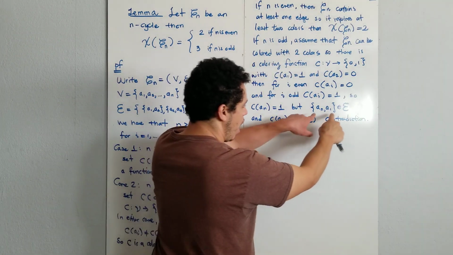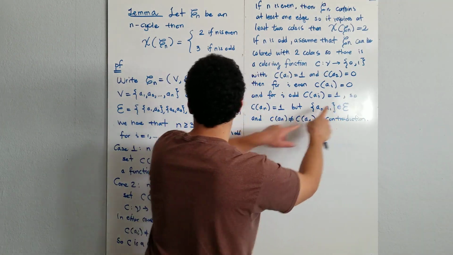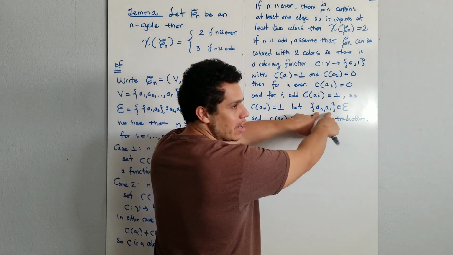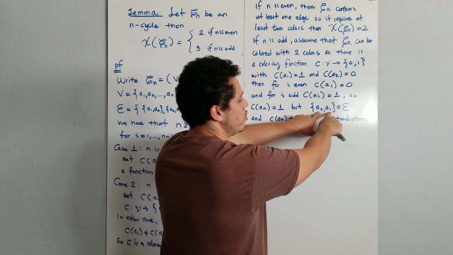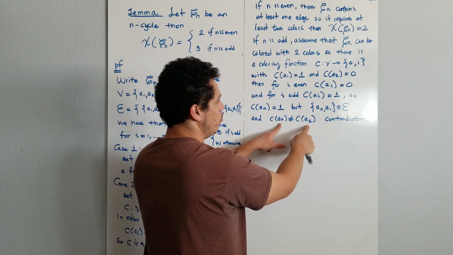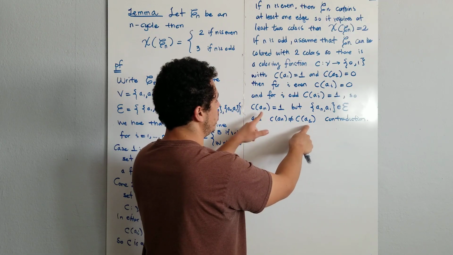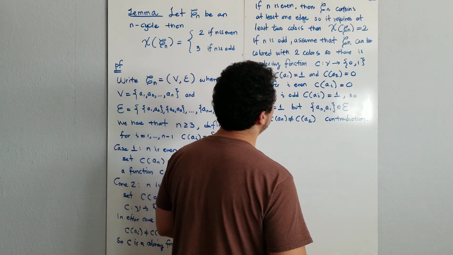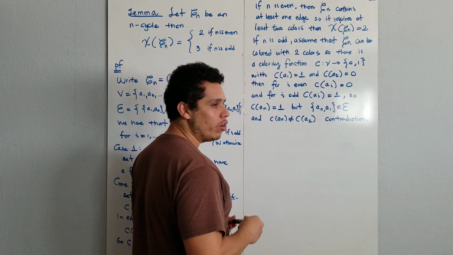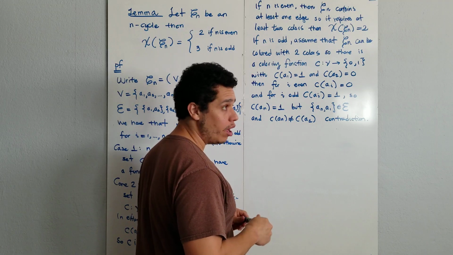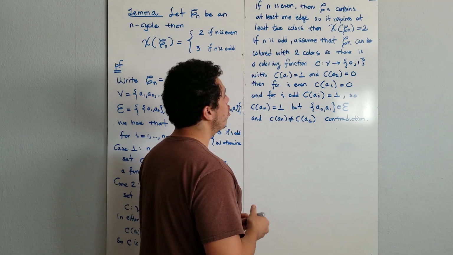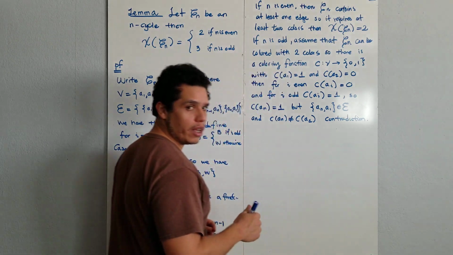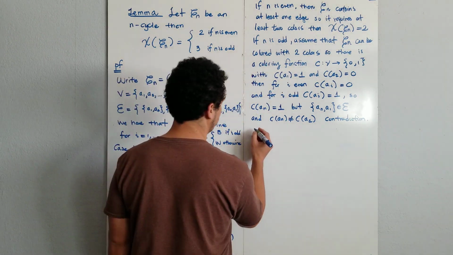But look, I have that this edge is part of my set E. So the associated colors between these two must be different. Well, but that's a contradiction because we're saying that these two are equal. There we go. So now we have demonstrated that we cannot color a cycle of odd order with two colors. And from that, we obtain the following corollary.